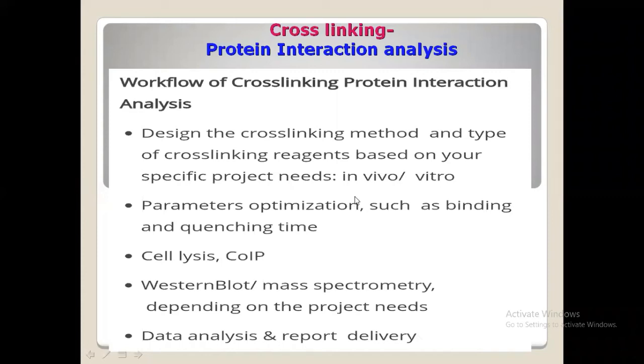That is, you have to decide whether it is an in vivo method or an in vitro method. Then parameter optimization, such as binding and quenching time; all these things have to be optimized. Then after the complex is formed, cell lysis or co-immunoprecipitation is used. Then Western blot or mass spectrometry, depending on the type of protein. Then finally you go for data analysis and report delivery. This is the overall workflow of any kind of protein-protein interaction analysis.